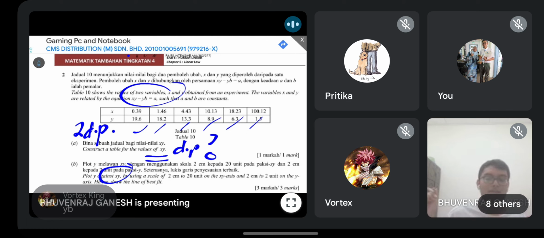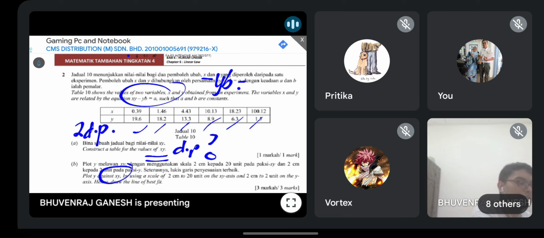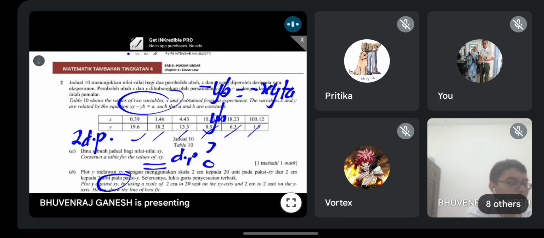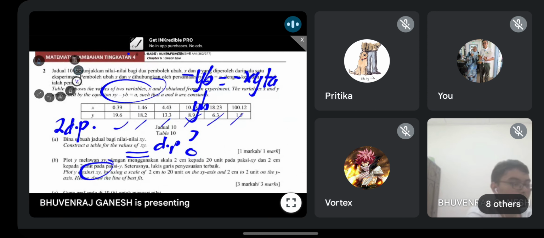YB, Andy, you mean YB kekalkan ataupun pindah? What is your meaning? YB, if you shift means, I don't think you can get the answer. You can check and see. Negative YB is negative XY plus A. YB is equal to, wait, YB is equal to XY minus A.